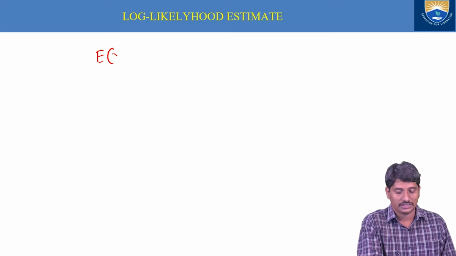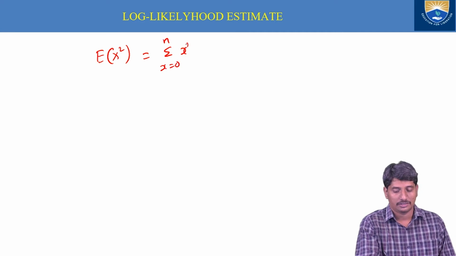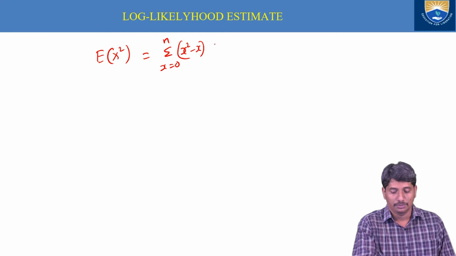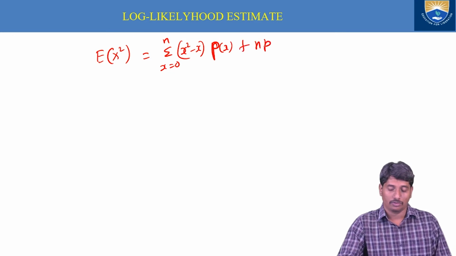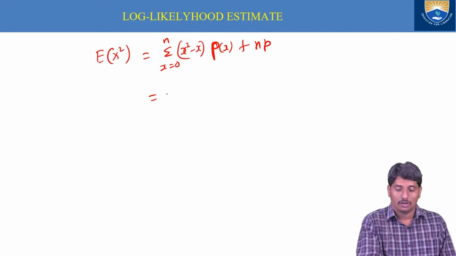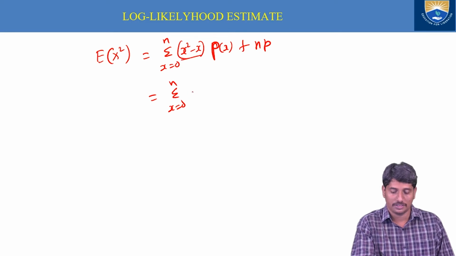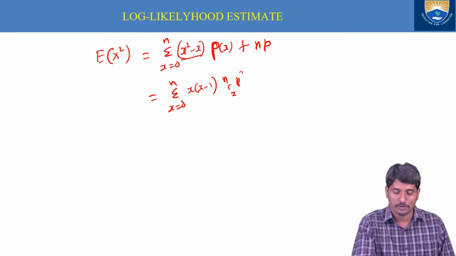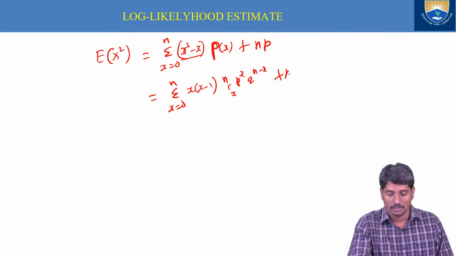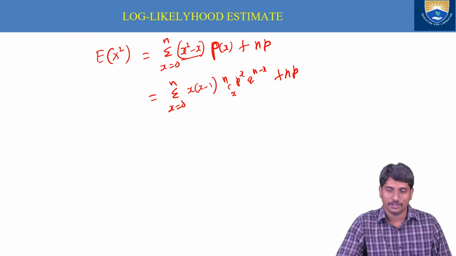Now we got E of x square as summation x is equal to 0 to n, (x square minus x) into nCx, or p of x, you can write it in short, plus np. Okay, now I'd like to write x is equal to 0 to n. Here what is common? x is common, so x into (x minus 1) into p of x. Okay, p of x means nCx p power x q power n minus x. Writing p of x, we got nCx.